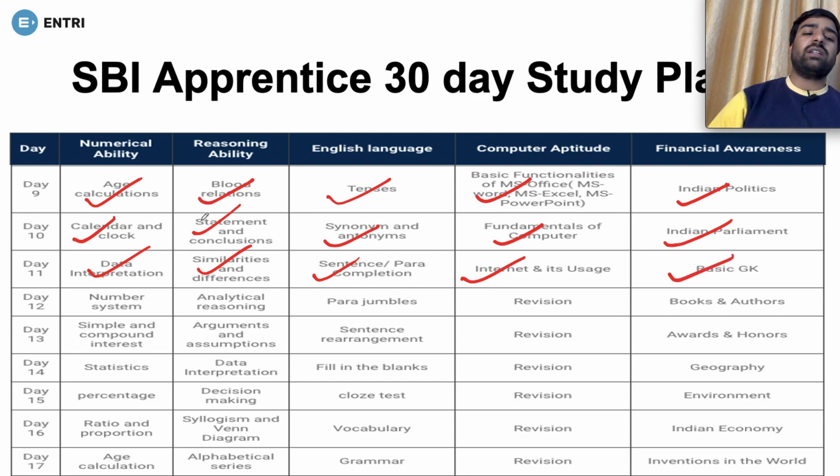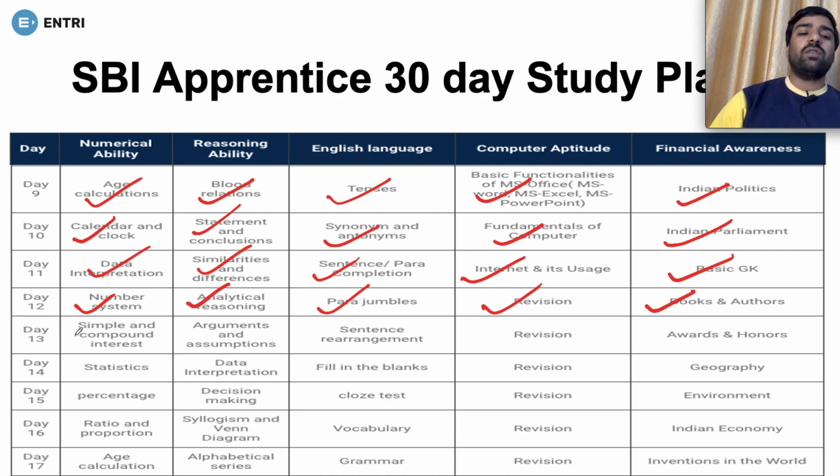Now on the 12th day, you are going to start number system. In the reasoning part, you will be going with analytical reasoning. From the English part, you will be going with para-jumbles. You can start your revision from day 12 for the computer section. And in financial awareness, you will be going with books and authors.